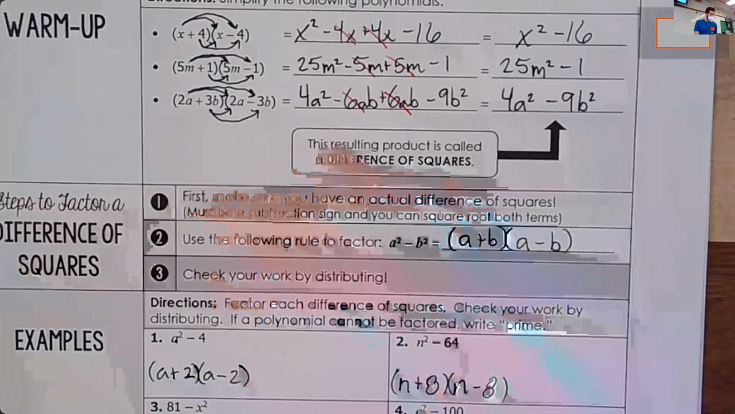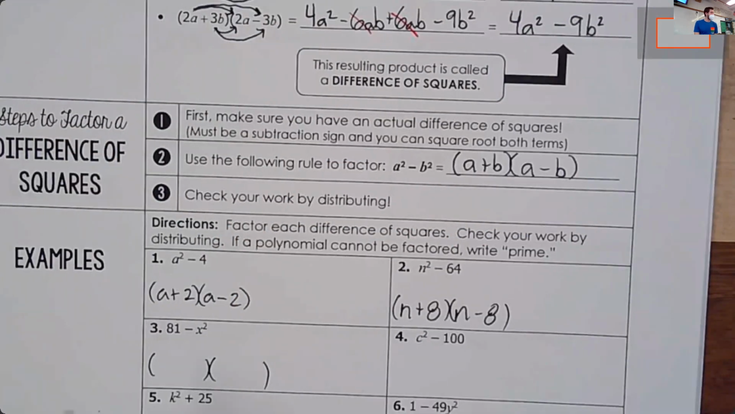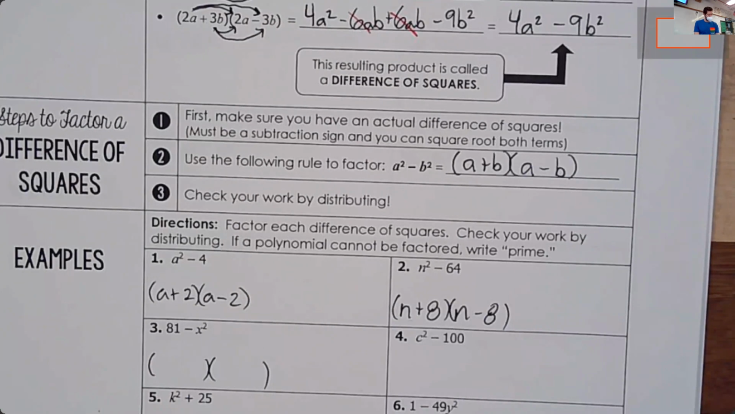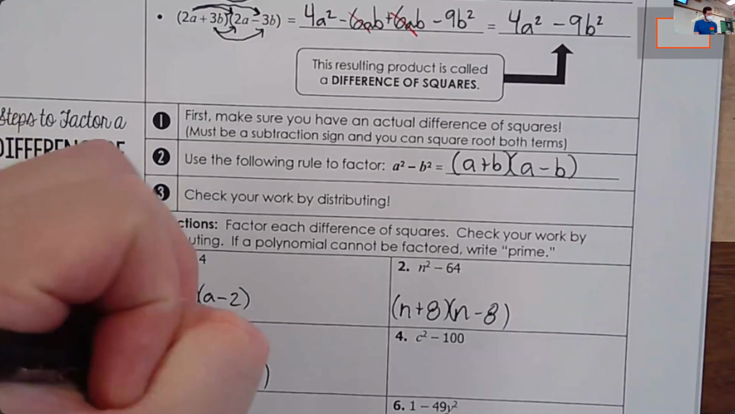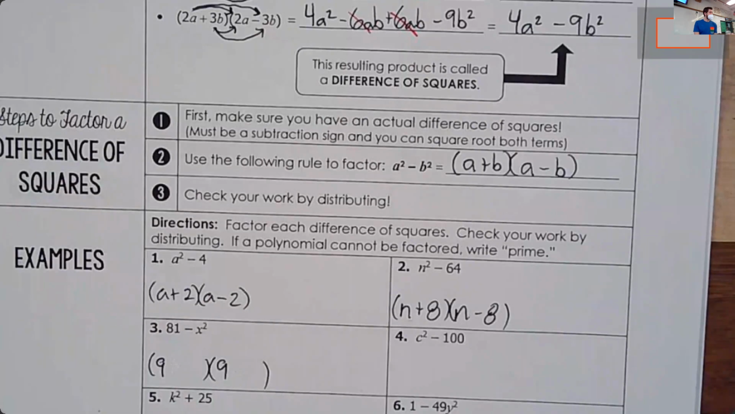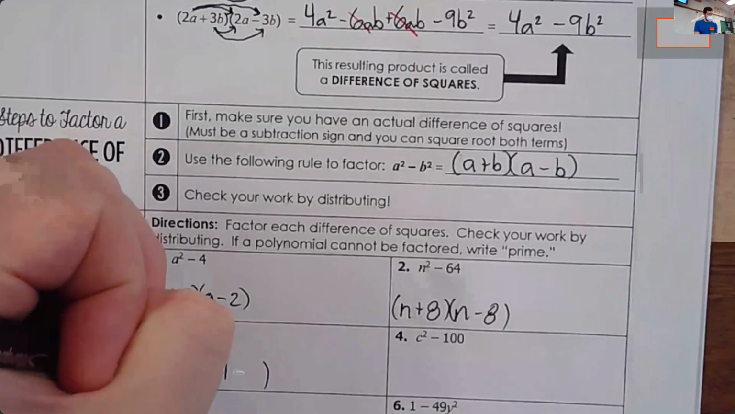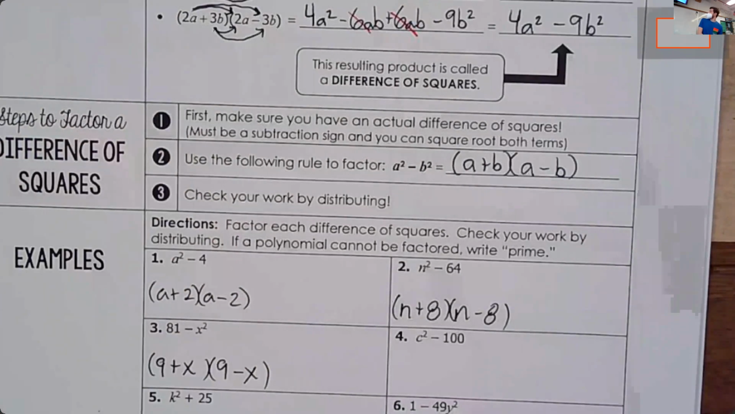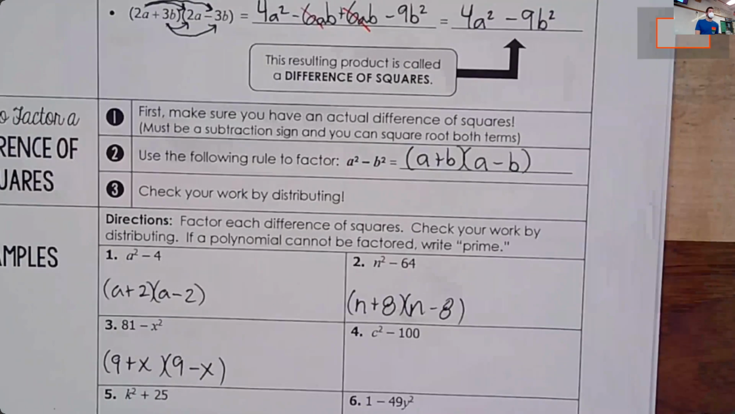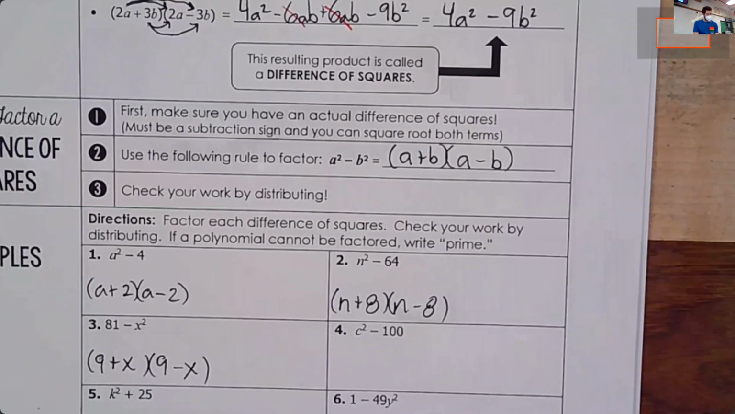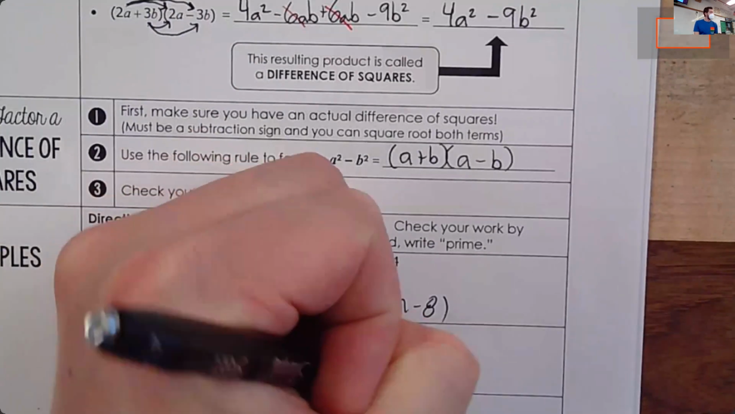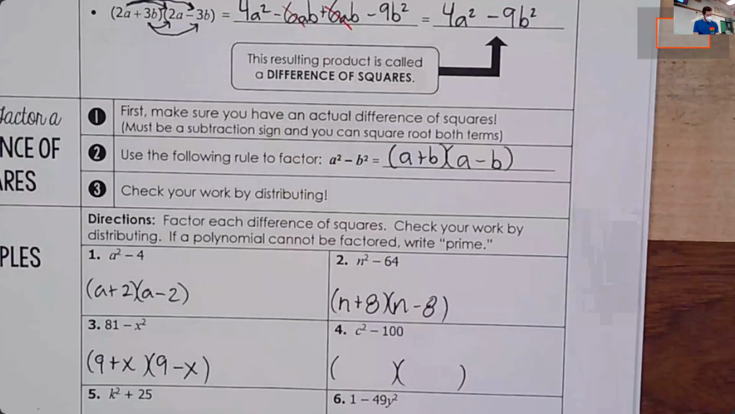All right. How about the third one? What number multiplies by itself to equal 81? 9. Okay, so we're going to have 9 and 9, and then plus and minus. What's the second term? X. Yeah, 9 plus x, 9 minus x. Number 4, how about that one? C plus 10, C minus 10.